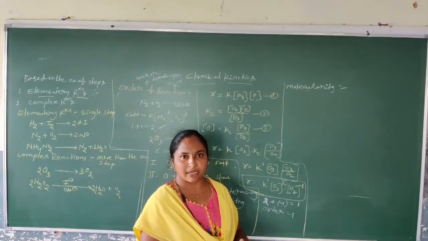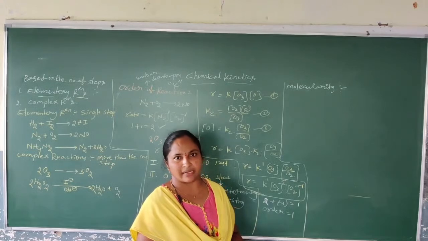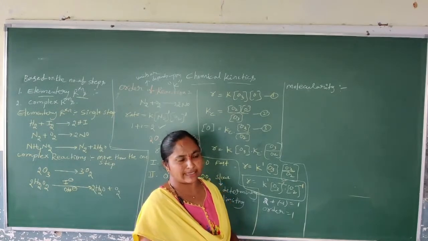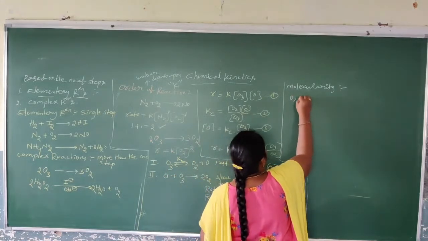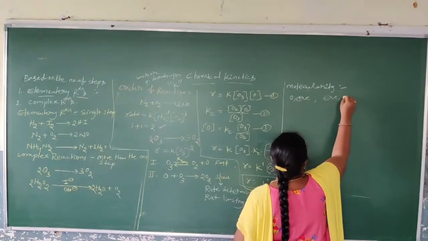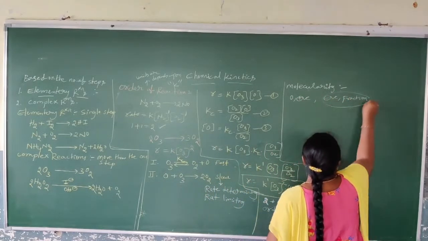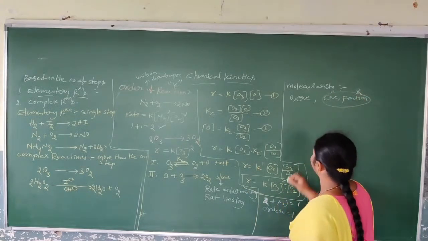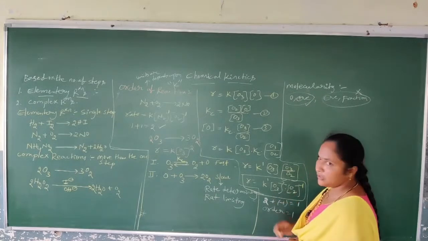Molecularity is the number of molecules present in an elementary step of a chemical reaction. The molecularity value is either 0 or positive, but not negative and not fractional. It may be 0 or positive.